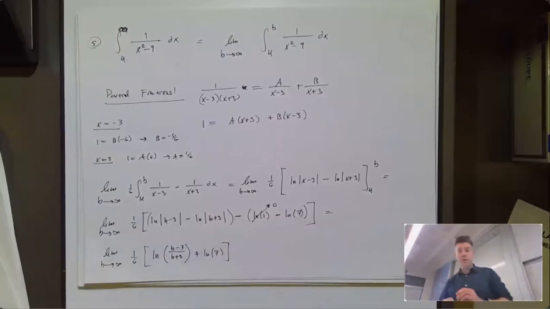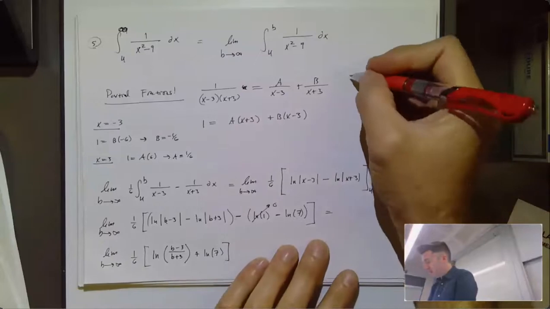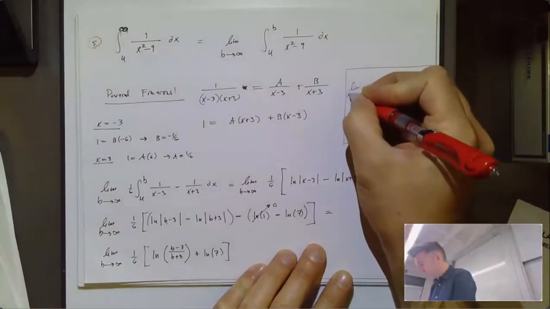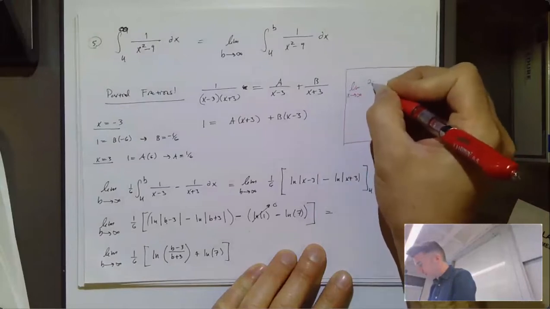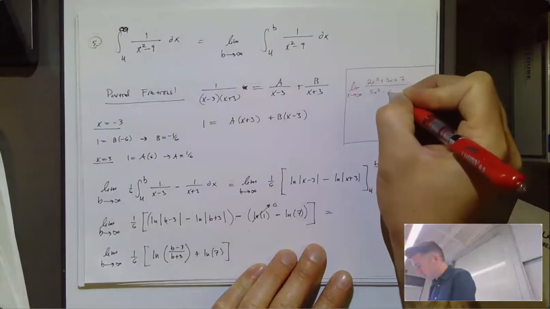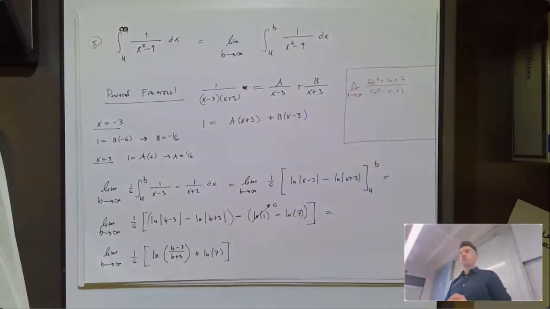Okay, now, as b approaches infinity, what happens to b minus 3 over b plus 3? What does it get really, really close to? Natural log of it does. Let me ask you all a different question real quick. I know you know the answer, you've just forgotten you know the answer. What's the limit as x goes to infinity of 2x squared plus 3x plus 7 over 5x squared minus x plus 1? What's the limit of that?